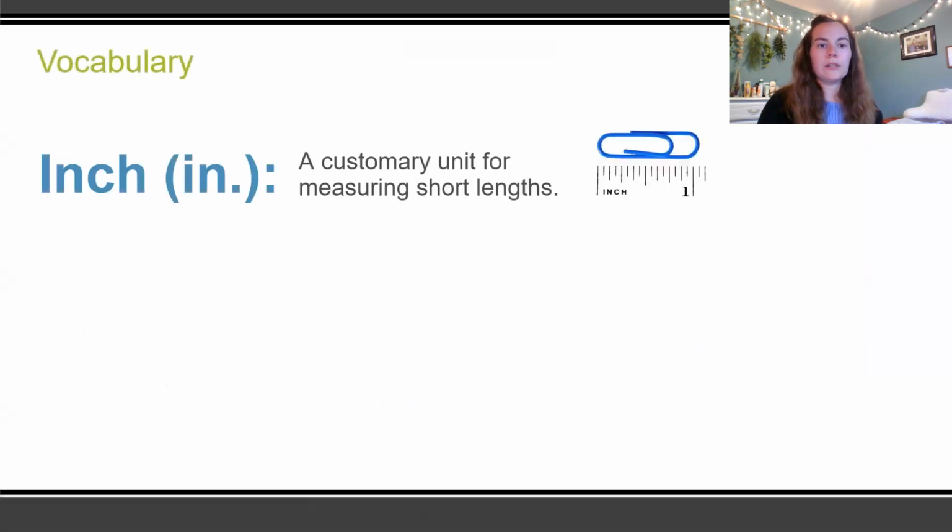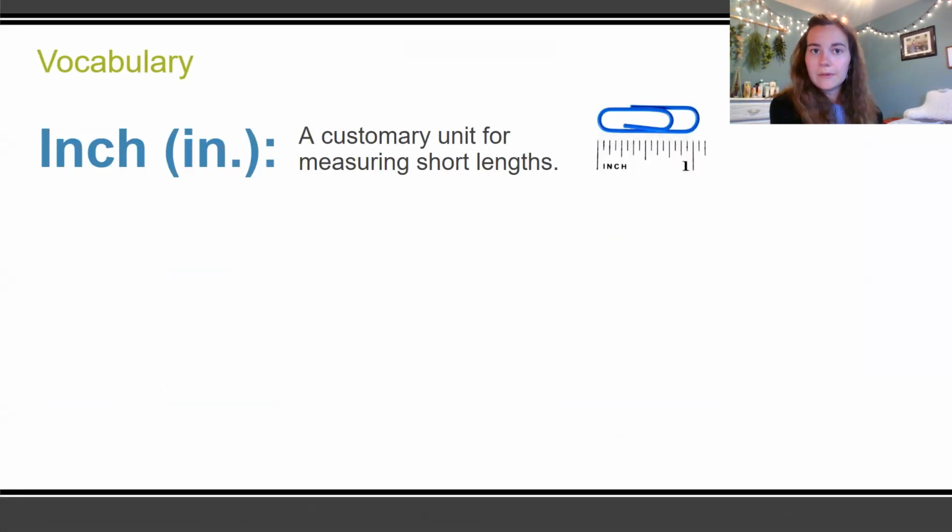So we are going to review some vocabulary before we get started here, just to refresh our brains from what you maybe already know. So an inch is a customary unit for measuring short lengths. And on a ruler or on a yardstick or something that has inches, some measuring tape maybe, this would be 0, this first long mark, and then your first mark that has a number is 1 inch, and then it continues so on, 2, 3, 4.